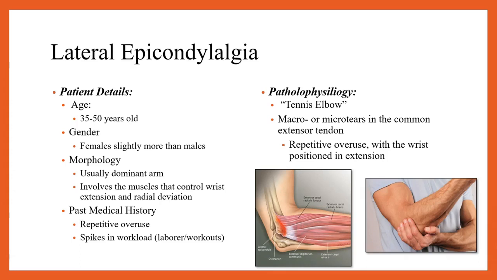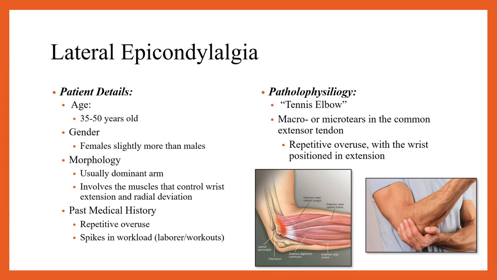Well, lateral epicondylalgia is our first one, and you might know this better as tennis elbow. Some of you might have had this, or your parents may have had this. The age of patients who get this is going to be 35 to 50 years old, with females slightly more than males. Morphology is usually someone's dominant arm and involves the muscles that control the wrist into extension and radial deviation, and even some supination for that matter.